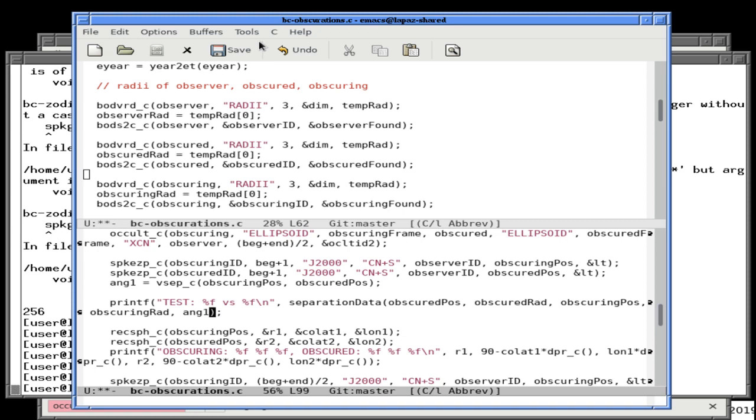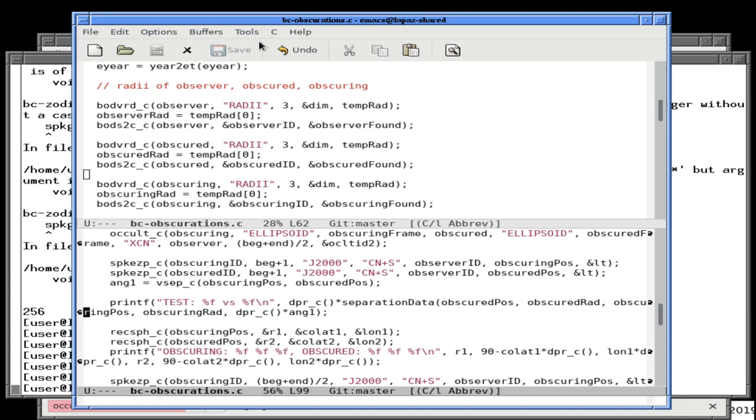and just to be obnoxious, we're going to say dprc times these. We want to get these in degrees. Although that is totally a hack. We don't really need that. Okay, so if this works, it'll be smaller than angle one because we're counting the sizes of the two bodies as well. But if this works, then we're in pretty good shape in terms of what we're looking at.